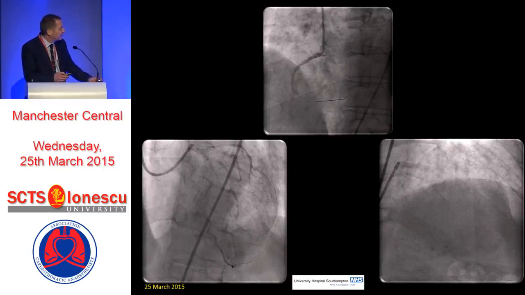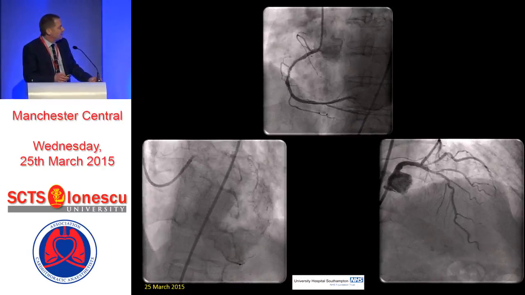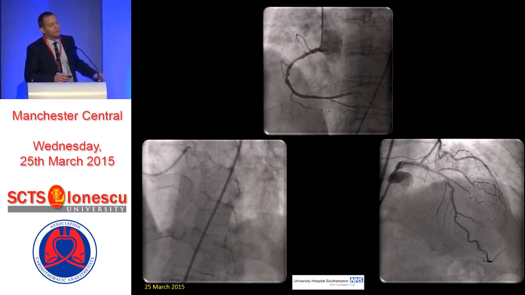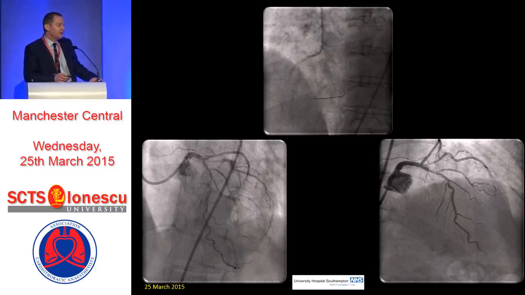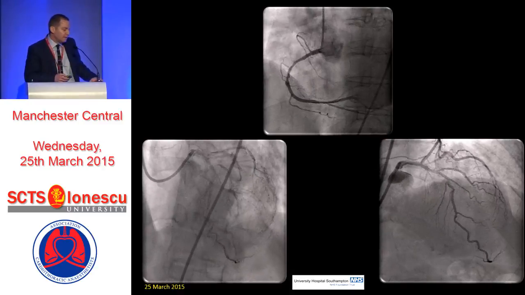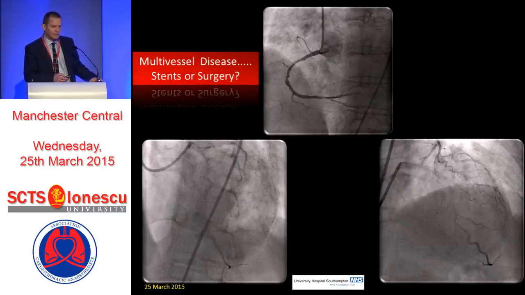So here's the patient. I showed you the right coronary artery before, and the bottom two are obviously his left coronary artery. He's a man who's got slightly atypical symptoms, a bit of chest pain, not consistent, but he does get breathless on exertion. He's come to an angiogram, and this is his anatomy. And the question that I ask you is, he's got multivessel disease. Should he have stents or surgery?